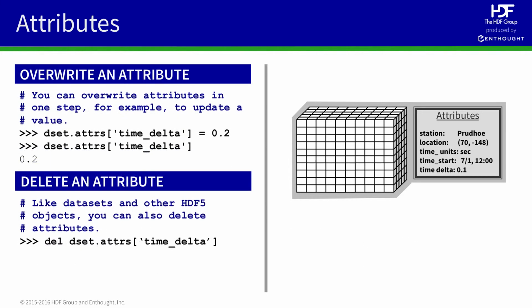Unlike HDF5 datasets, it's very simple to overwrite an HDF5 attribute. Simply provide a new value and assign it to the same name in the attributes object, and the value will be updated. Finally, to delete an attribute, we use the standard Python dictionary syntax.